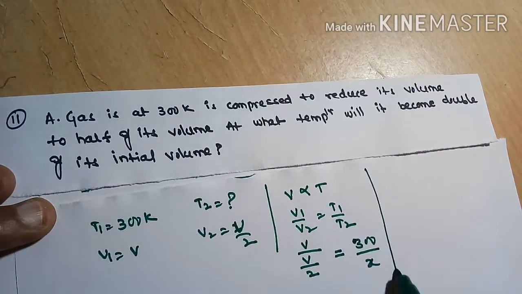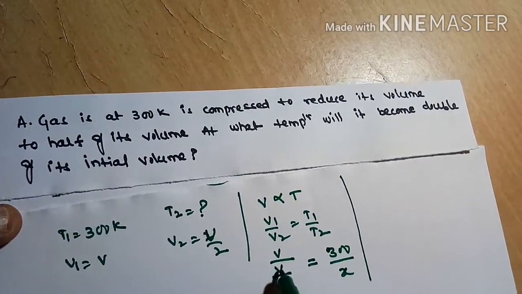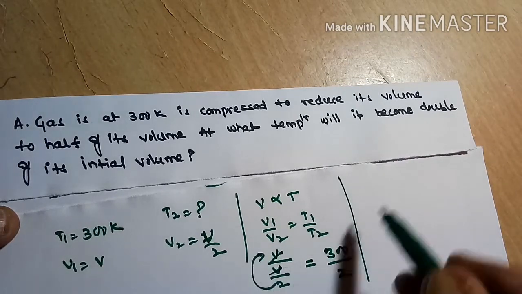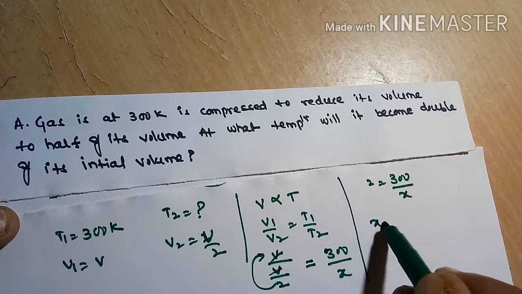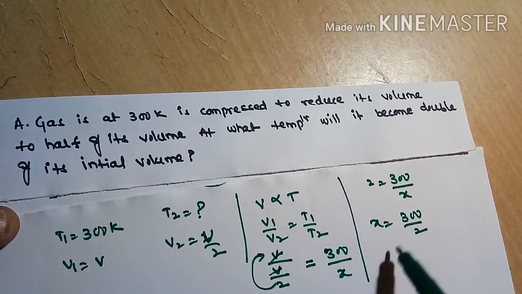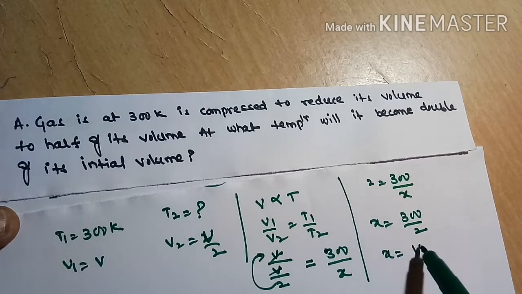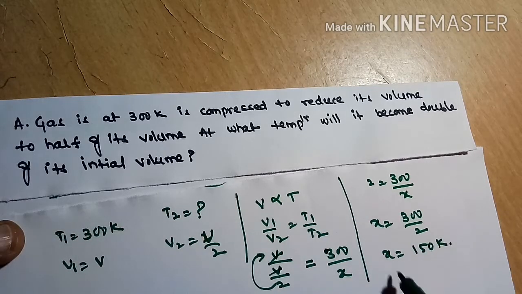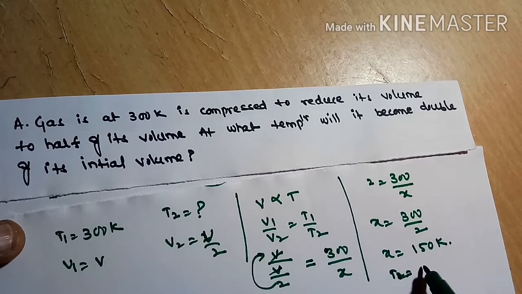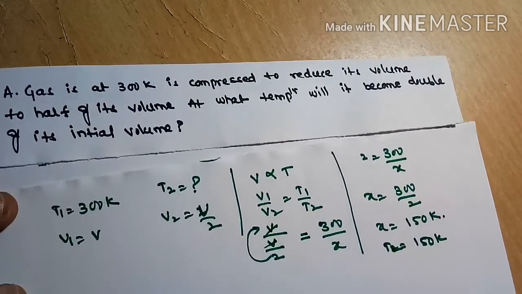So V gets cancelled, and 2 goes to the upside. So 2 is equal to 300 by x, so x is equal to 300 by 2. So x is equal to 150 degree Kelvin. That means the final temperature is 150 Kelvin.